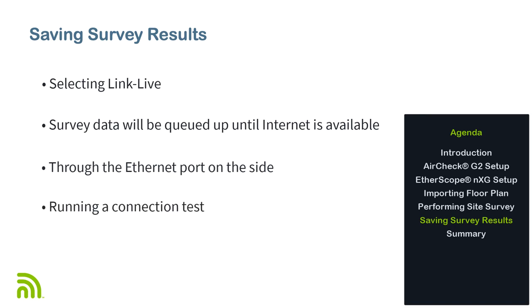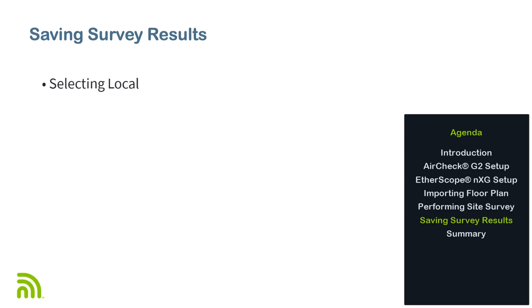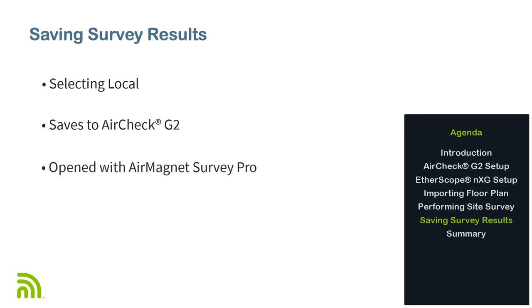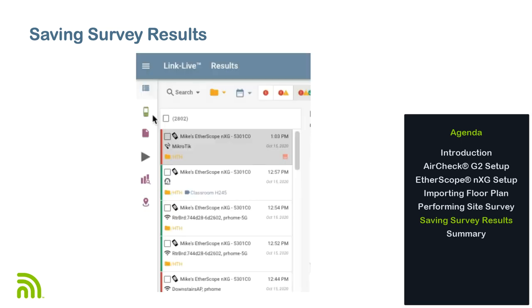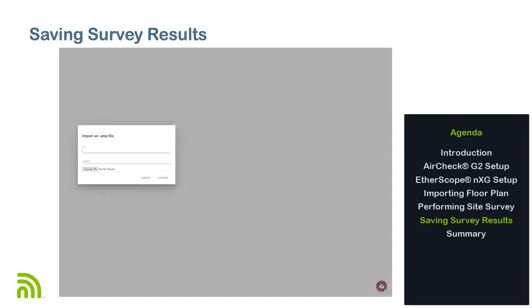When saving the site survey results, you have the option to add a survey comment as well as a job comment. Both will be attached as a label to the survey file in LinkLive. Selecting local will save the .amp file to the AirCheck G2. This file may then be opened using AirMagnet Survey Pro, or you can upload the .amp file into LinkLive. To upload the file, log into LinkLive, go to the AirMapper section, and click on the upload icon. From here, you can select the file and upload it.